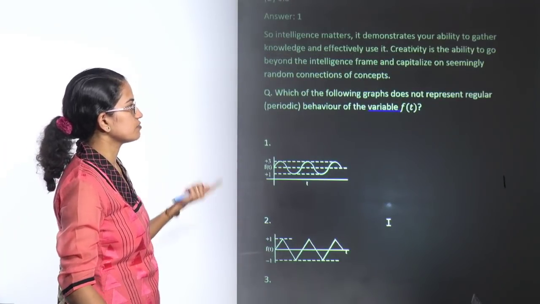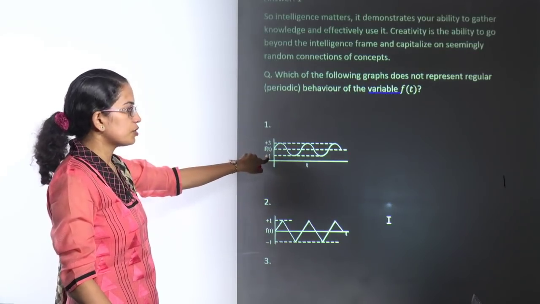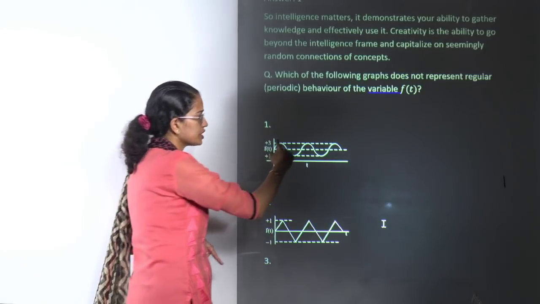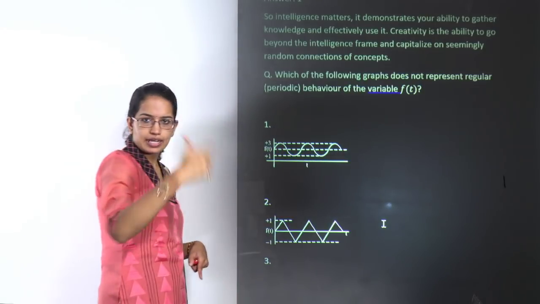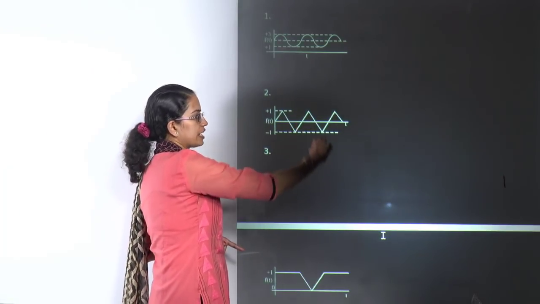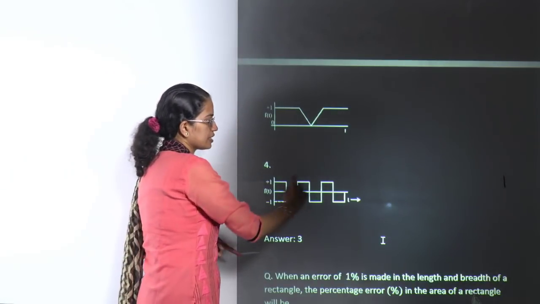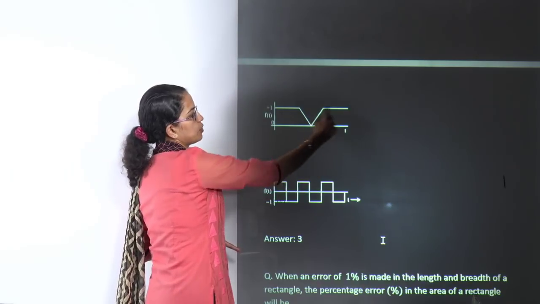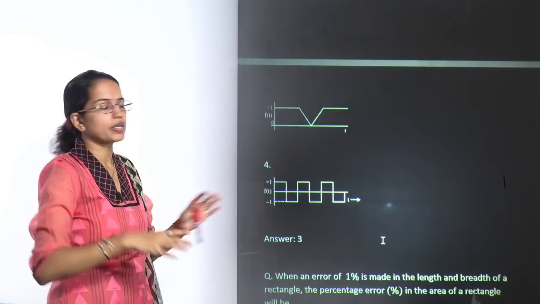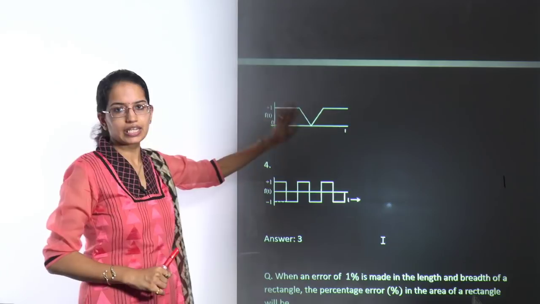The next question is, which of the following graphs does not represent a regular periodic behavior? Now look at the first choice, it represents a regular periodic. So it's moving into the same format again and again. Similarly, the second one is also moving in the same fashion. The fourth one is also moving in the same fashion, but this one, I don't know what would be the next pattern. It could be a straight line, it could go up, it could go down. I don't know anything, and therefore this is not a regular periodic function that is being explained.